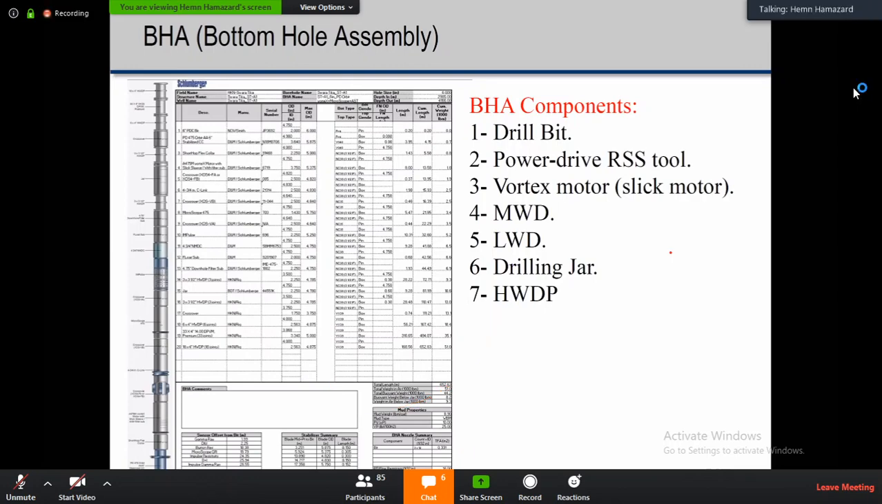If it's up to me, I would always use the RSS tools for drilling the directional part in our wells, because it's more beneficial than the motor. It doesn't matter the viscosity of the oil.